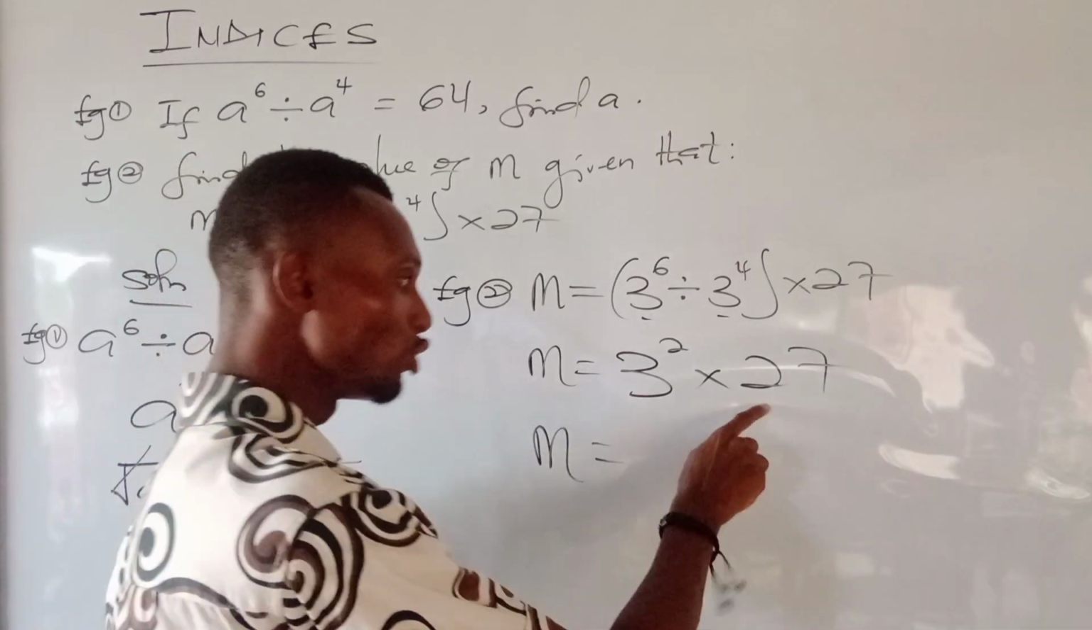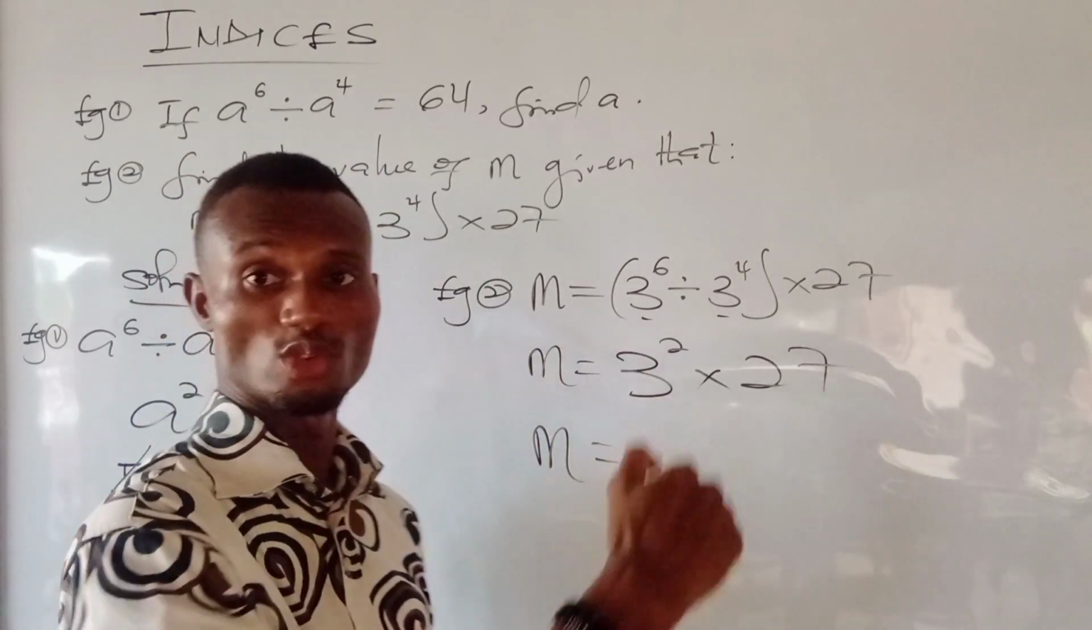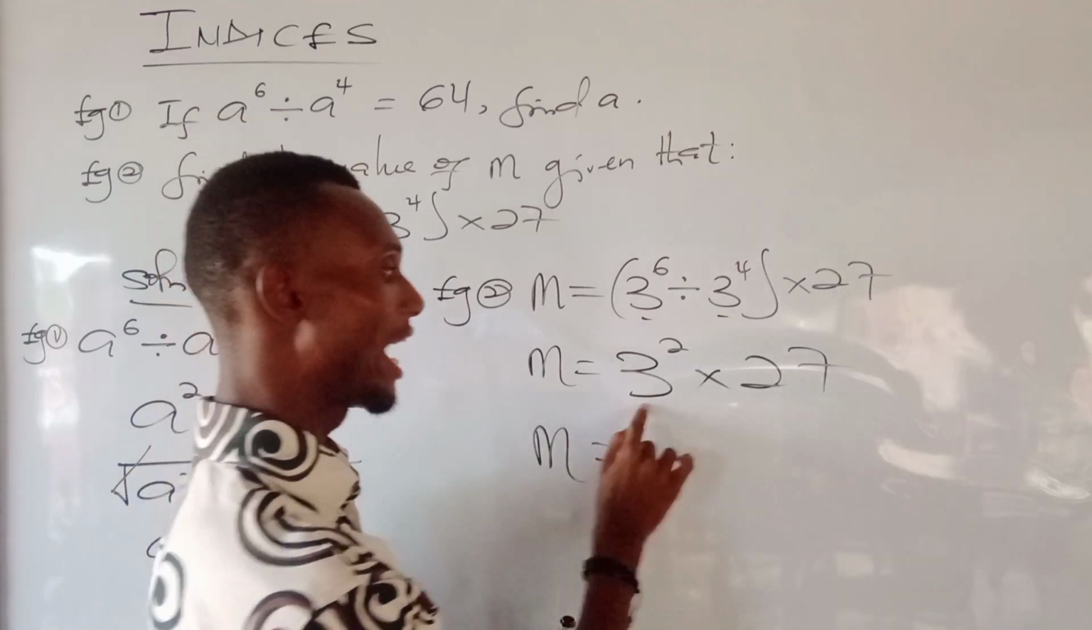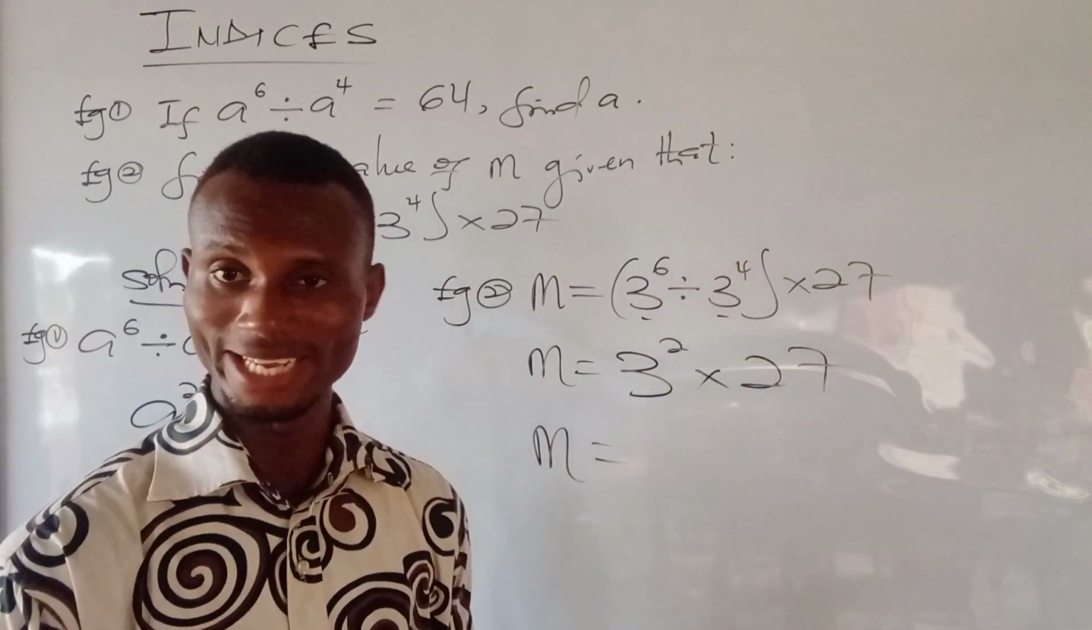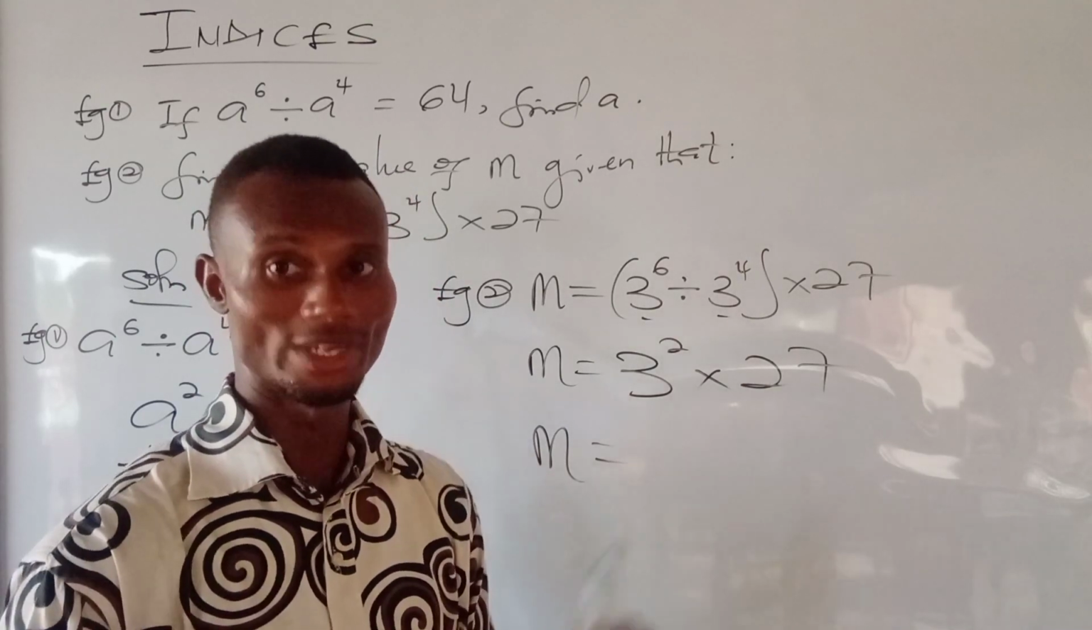Okay, so you can change this 27 to the base 3. It will be 3 to the power something. I hope you agree with me that when they have the same base, you can apply the indices law to simplify. Let me do the two of them so that you get what I'm saying.